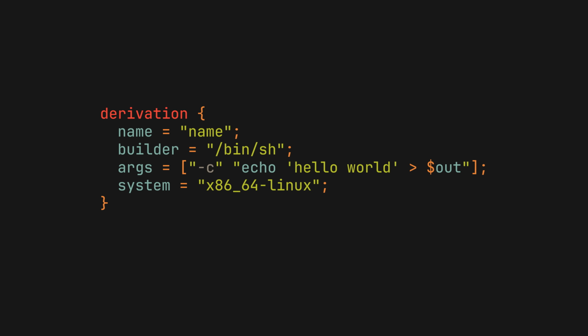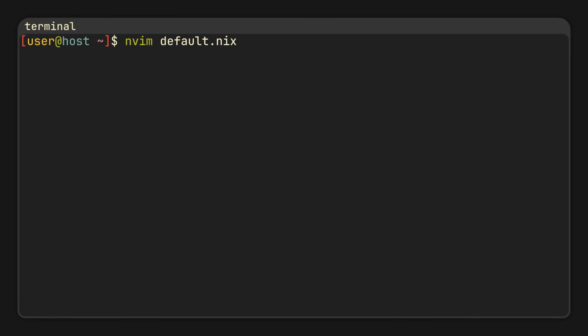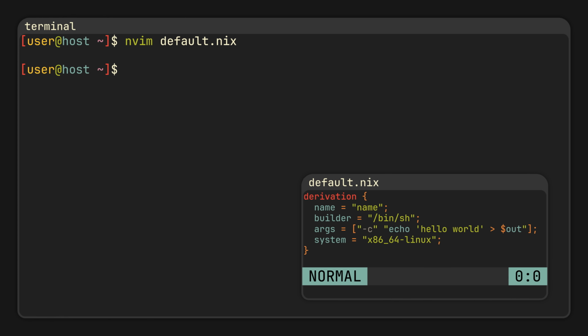The most primitive way is to use the built-in derivation function. It is very simple. It takes a single set argument containing the name of the package, the builder executable that Nix will use to build the package, the list of CLI arguments passed to this builder, and the intended system architecture. See for yourself, create a file with this content, and use the bin/sh builder to create a simple file with hello world. The out variable here is the path to the only place in the Nix store where we will have write permissions during the build process. It's that same place where the package will end up in the end.